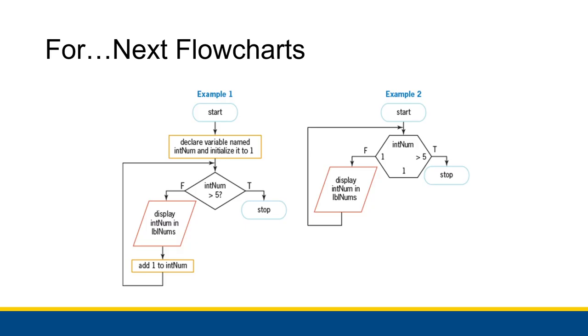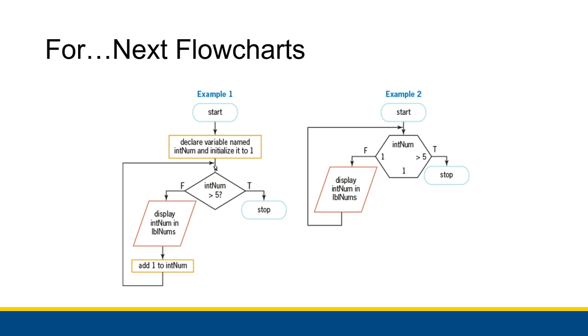All right, so there are two ways you can handle flowcharts for For Next. The first one is pretty much exactly the same way you would handle a Do Loop flowchart for a loop that uses a counter, sort of like what we've seen before.